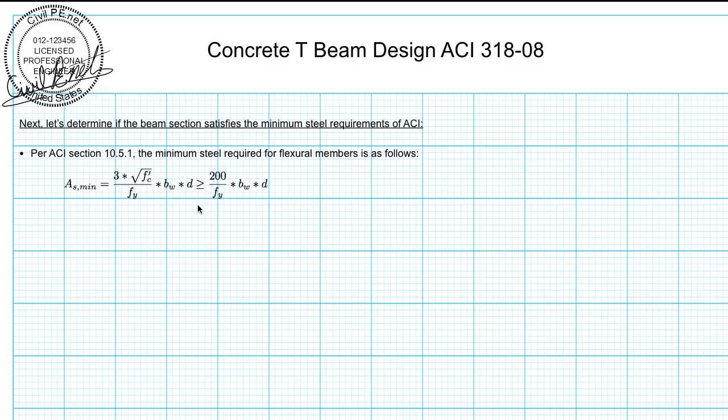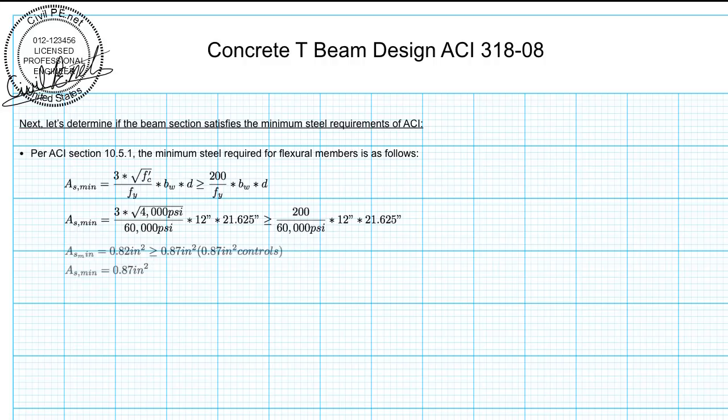So what we want to plug in here is the width of the web and not the width of the flange. I also want to use this time to illustrate that if you get a compressive strength of your concrete less than 4,500 psi, this equation ends up controlling. So for us, our AS min is equal to 3 times the square root of 4,000 psi over 60,000 psi times 12 inches times 21.625 inches, which is D, greater than or equal to 200 over 60,000 psi times 12 inches times 21.625 inches. What that comes out to is this equation yields 0.82 inches squared, whereas this equation yields 0.87 inches squared, and 0.87 inches squared ends up controlling.